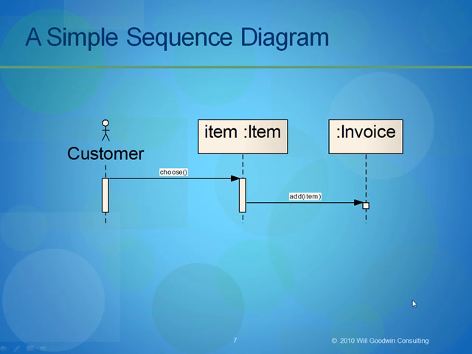Here's an example of a very simple sequence diagram. Our customer actor is starting things off by choosing a particular item. And the item, in its choose operation, then invokes the add item method on the invoice. So now we have the actor starting it, and we have 2 objects communicating together.